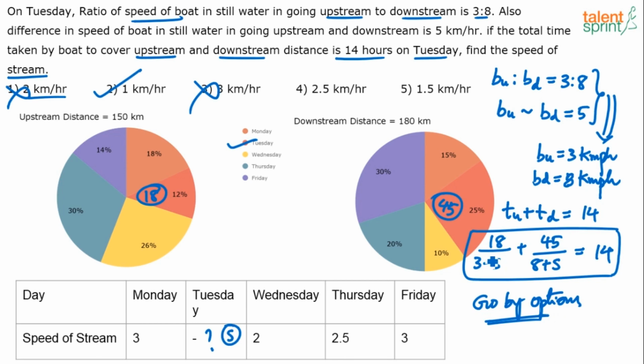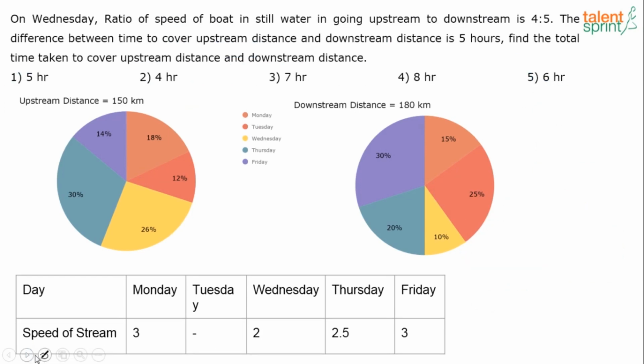1 kilometer per hour. So 3 minus 1, 2. 8 plus 1, 9. 18 by 2 is 9. 45 by 9 is 5. 9 plus 5, 14. Satisfies. So option 2. Okay. Next question on your screens now.